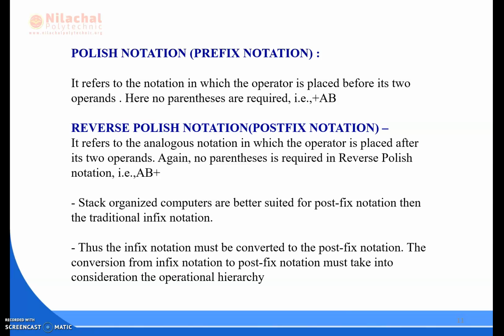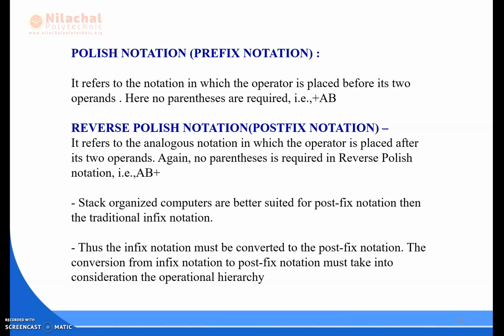We also have reverse Polish notation or postfix notation. It is the notation in which the operator is placed after the two operands. Again, here also no parenthesis is required. So first the two operands will be written and after that an operator sign will be given. So this is the postfix notation or reverse Polish notation.